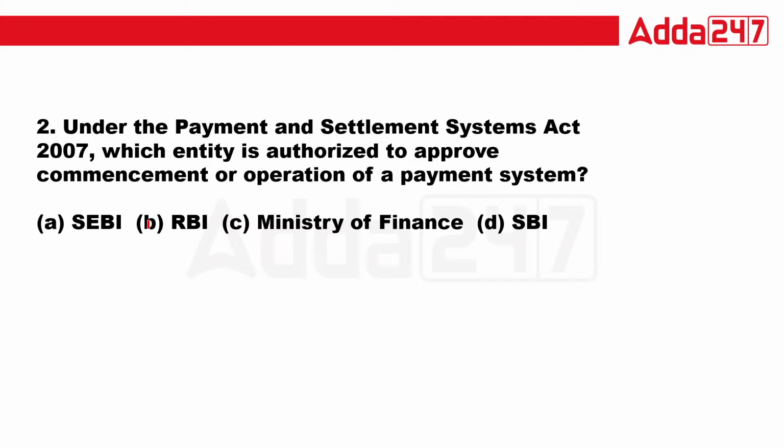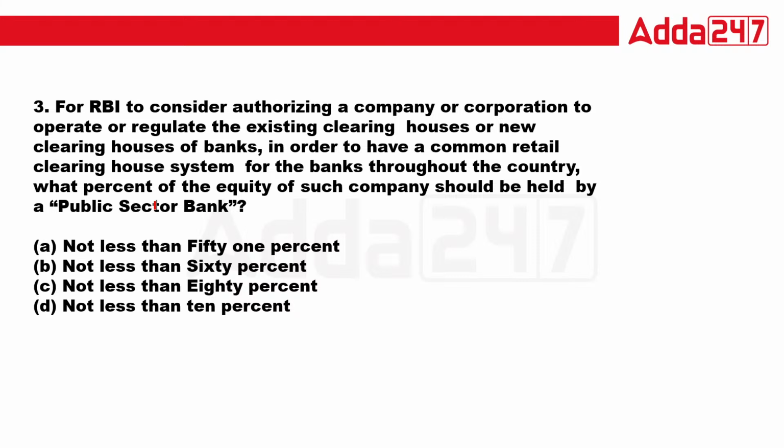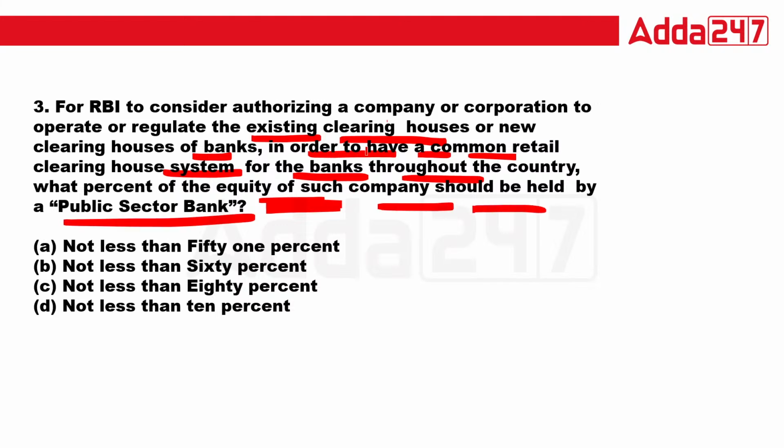The right answer is RBI. Okay, this is the right answer. Next. RBI may consider authorizing a company or a corporation to operate and regulate the existing clearing house or new clearing house of bank in order to have a common retail clearing house system for the bank throughout the country. What percentage of equity for such company should be held by the public sector bank? Not less than 51%, not less than 60%, not less than 80%, or not less than 10%. What is the right answer for this question?